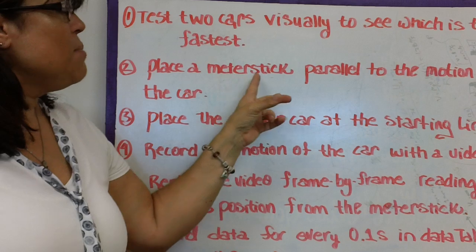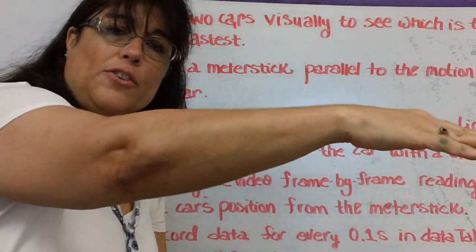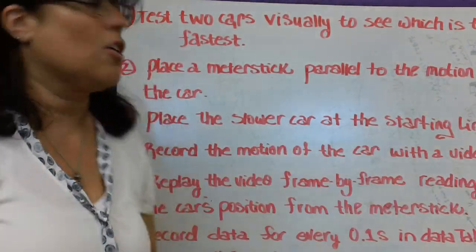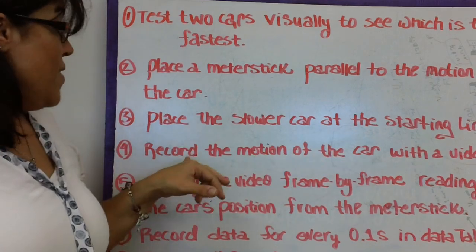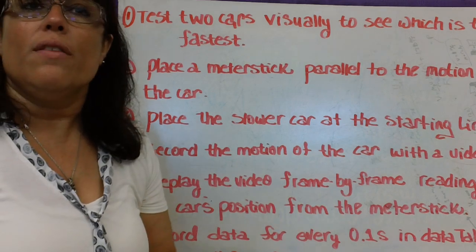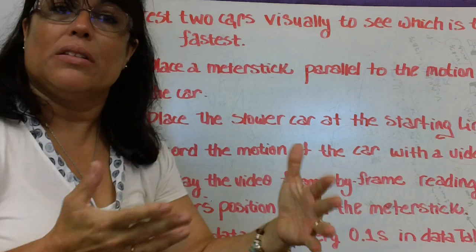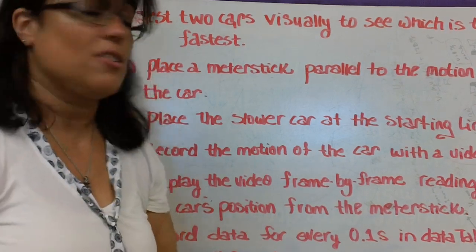Okay, so we're going to place a meter stick parallel to the motion of the car. So if the car is going this way on your lab table, you're going to put the meter stick right alongside the motion of the car. You're going to place the slower car at the starting line, and then you're going to record the motion of the car with a video. So you're going to record the video as the car is moving along, parallel to the meter stick. The meter stick is going to help us determine the distance that it's traveling.